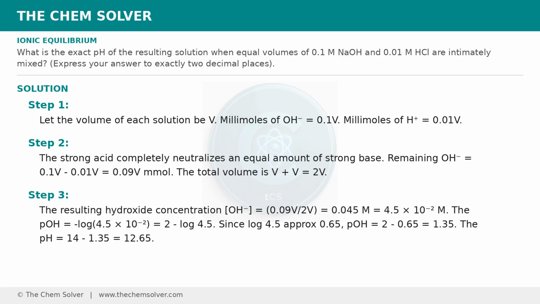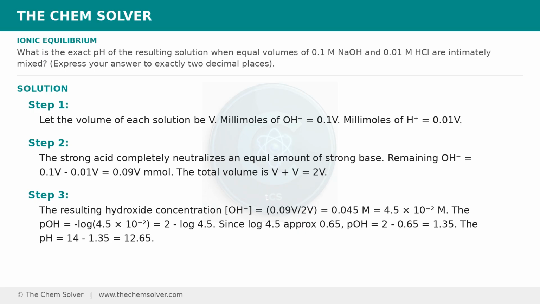The total volume is V + V = 2V. The resulting hydroxide concentration, [OH⁻] = 0.09 V / 2V = 0.045 M = 4.5 × 10⁻² M.